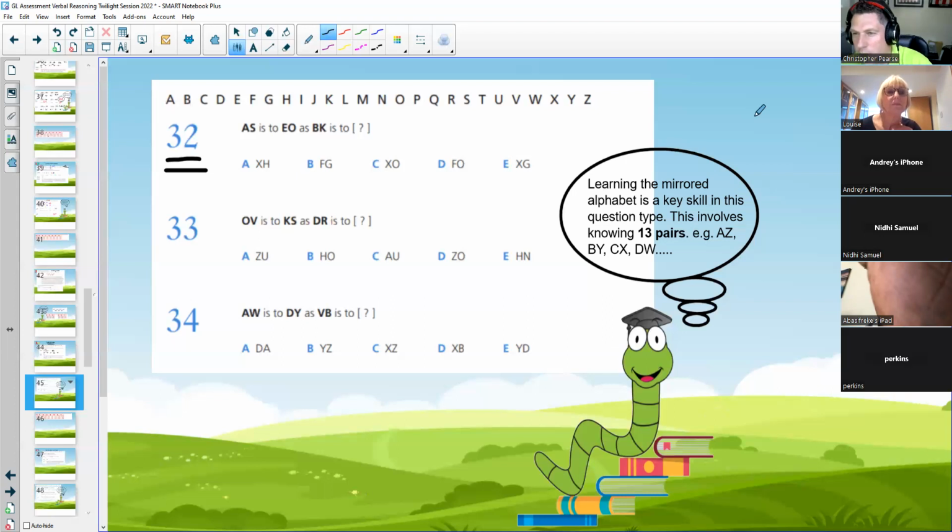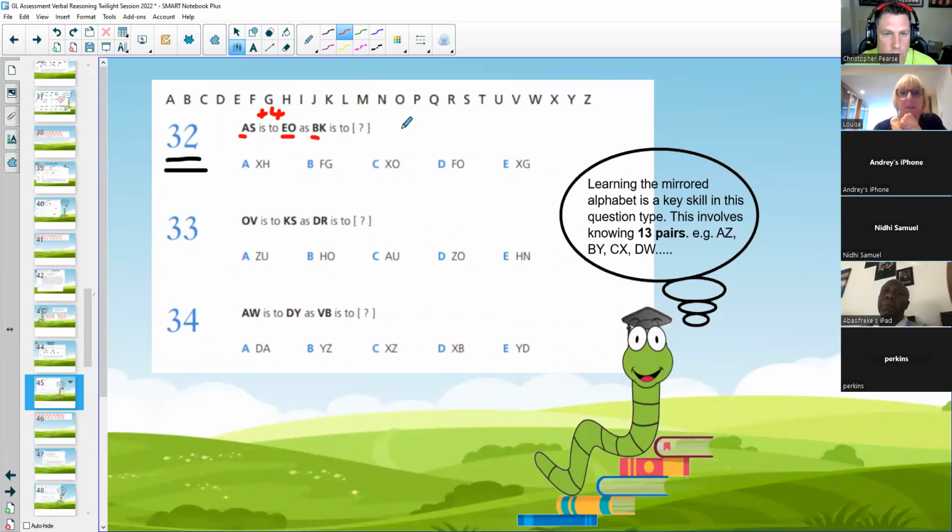Happy to walk us through this one, Lou? Yes. So you've got A is to E. So A in my head, B, C, D, E. So that's a +4. So our B has got to go +4. So B, C, D, E, F. So now Chris can eliminate all the X's.